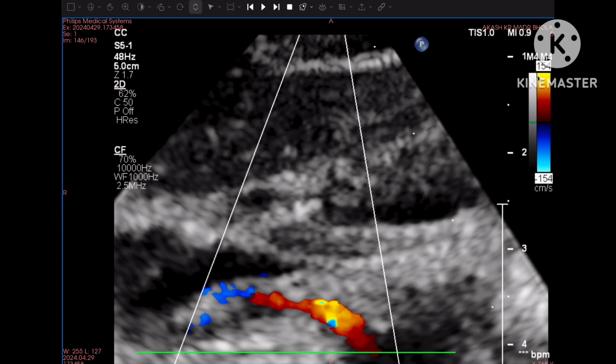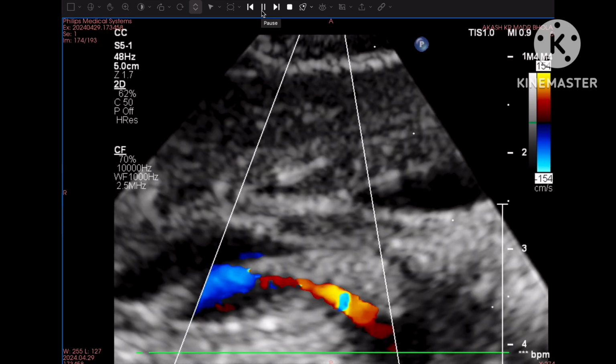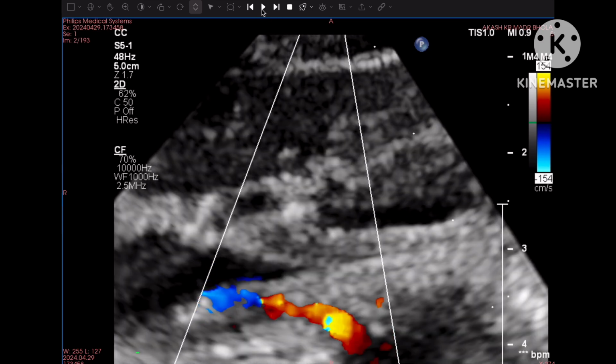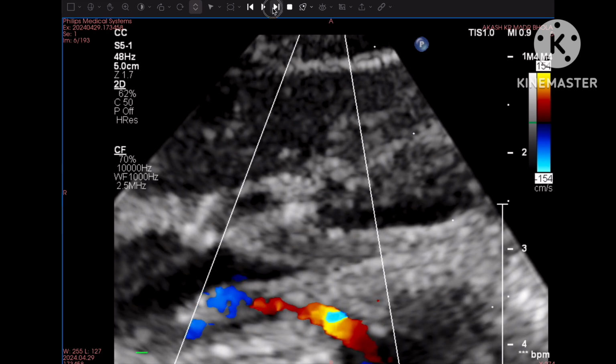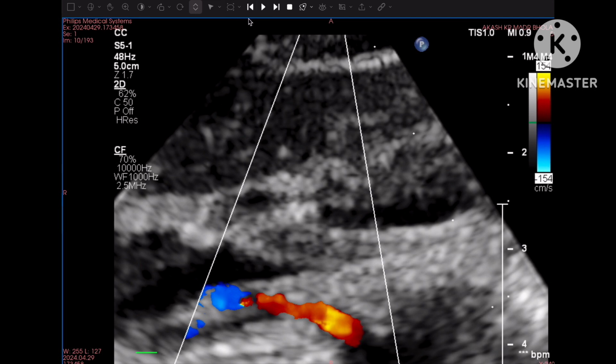So in this case our scale is 154 centimeters per second. Then you can see this part has a little bit of dilatation. So it is not uniform, it is beaded form. Beaded form means what? This is fibromuscular dysplasia. You can see the beaded form. That is what indicates fibromuscular dysplasia.